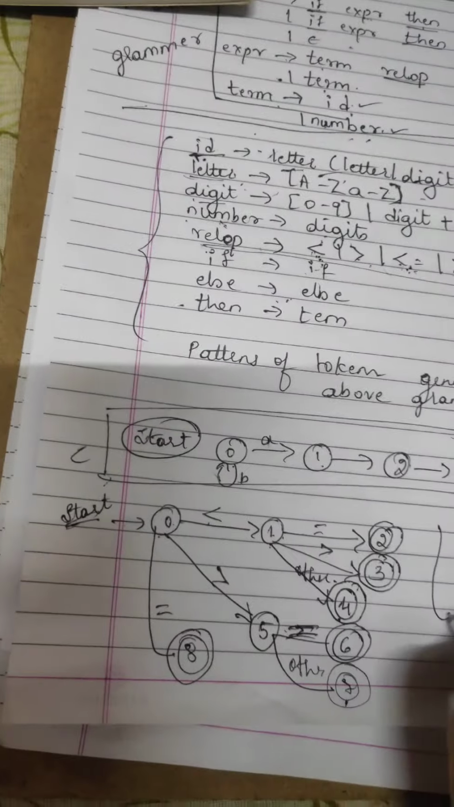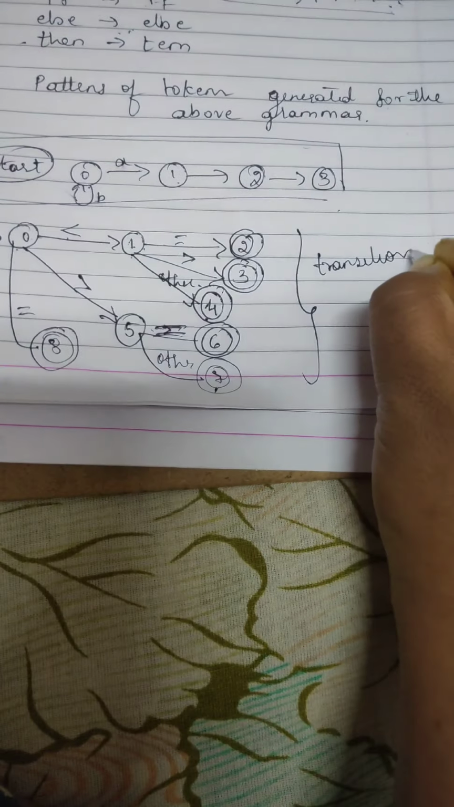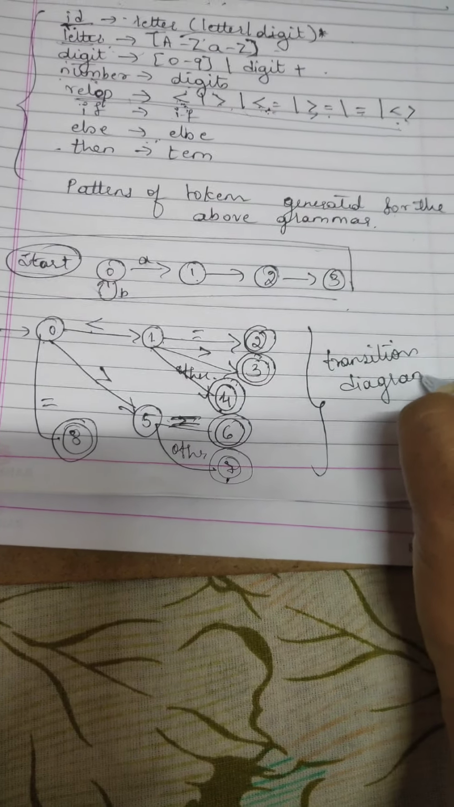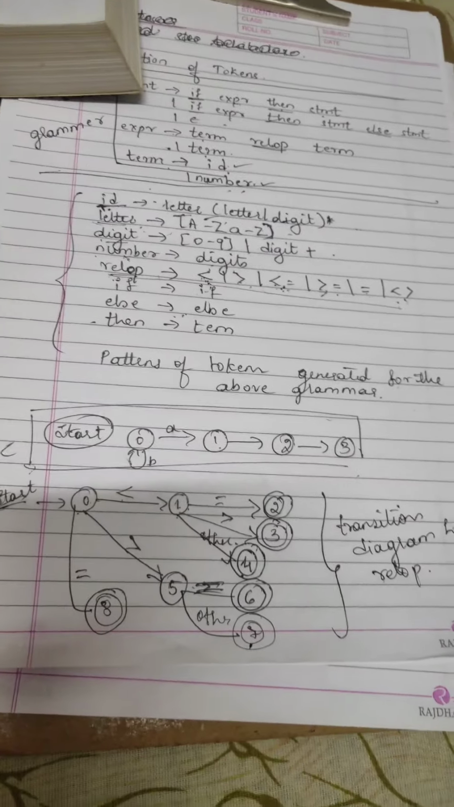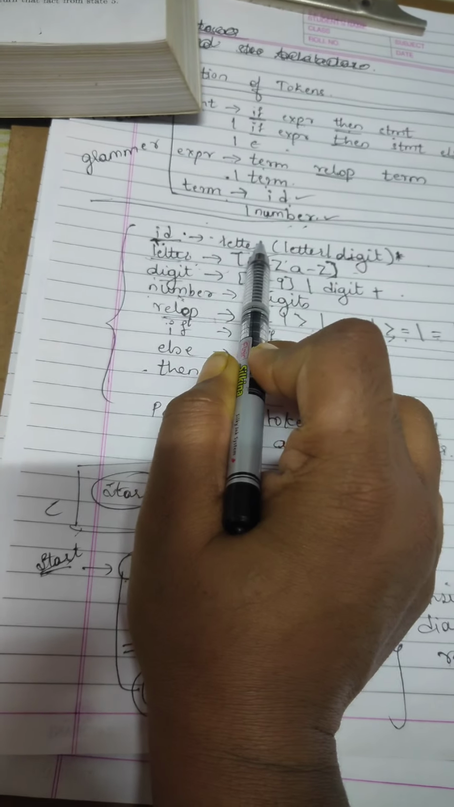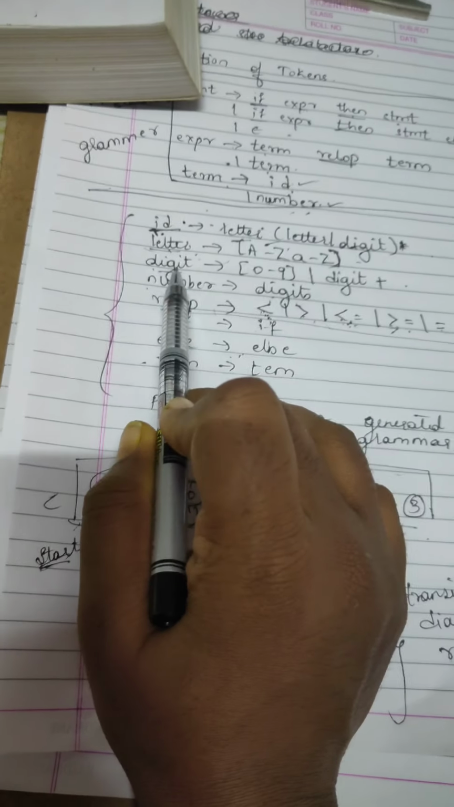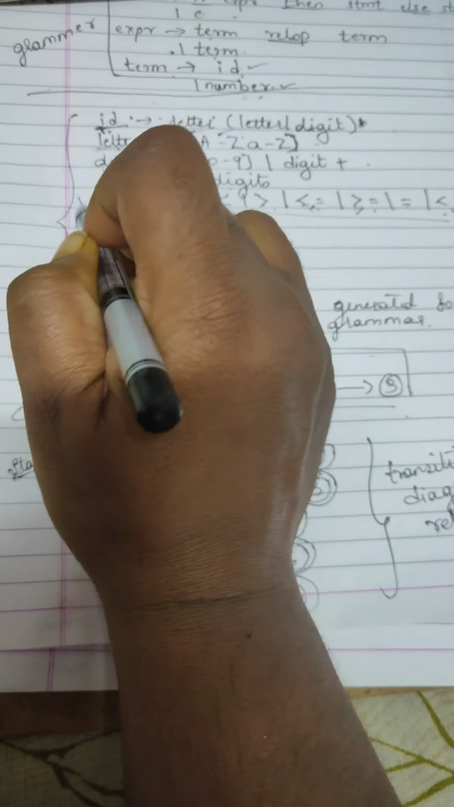This is only a transition diagram for reloop. Same thing I have to do with my ID, which will be letter and digit. Means I have to generate one separate transition diagram for letter and one separate transition diagram for digit. Next, I completed my reloop. Next going with digit.